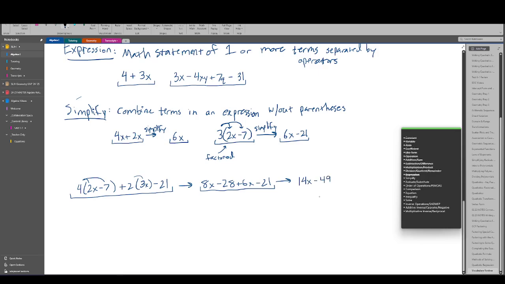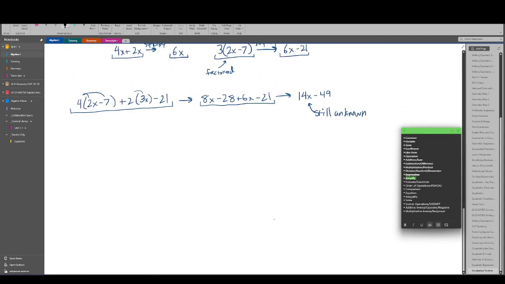So importantly, in simplifying, we're not figuring out how big the variable is. It remains unknown even when we're finished. So this x is still unknown even at the end of our work. Okay, I think that covers simplify pretty well. Let's go to one that may be less familiar, which is evaluate.